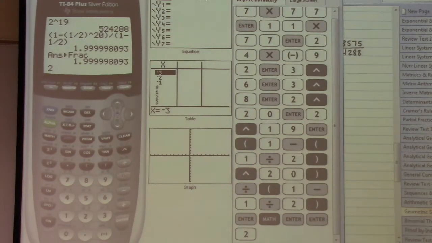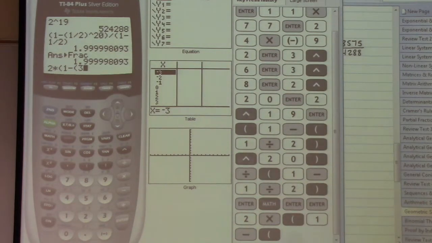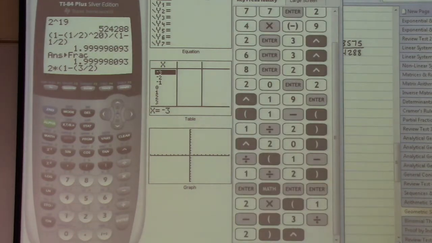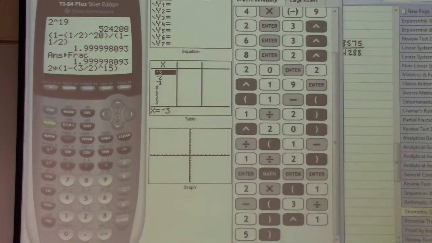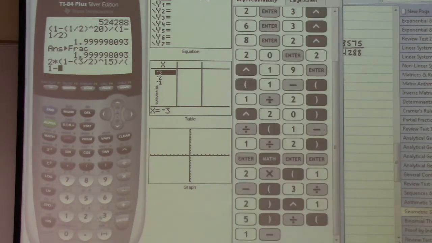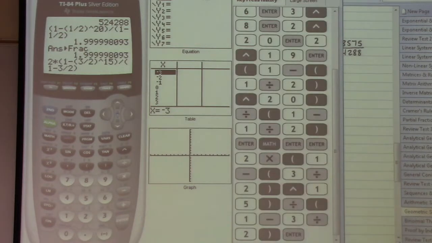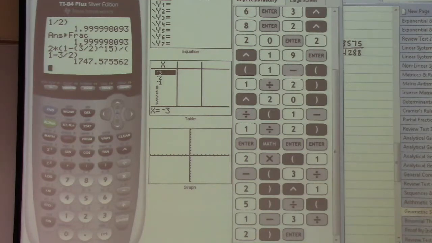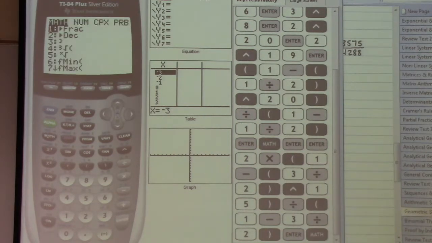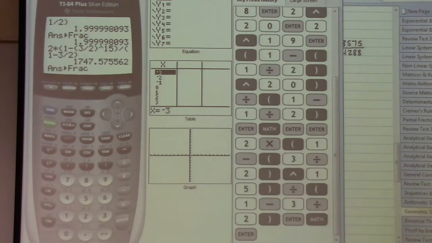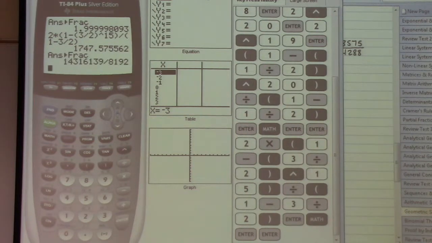2 times parentheses 1 minus parentheses 3/2 parentheses power of 15 close parentheses. That's the numerator. Divided by parentheses 1 minus 3 over 2 close parentheses. That's the denominator. Enter. There's that decimal, and let's see if it'll actually convert that to a fraction. Oh, thank goodness.